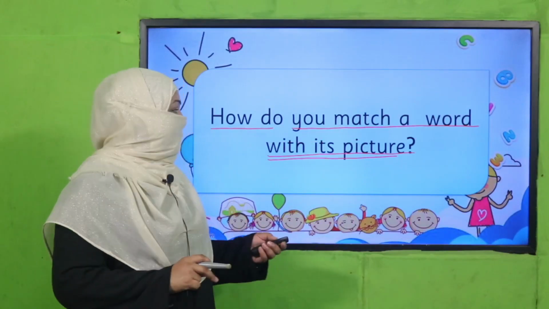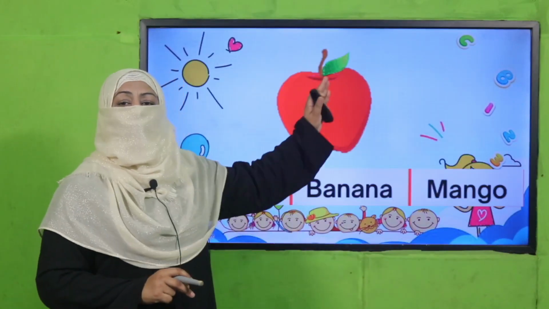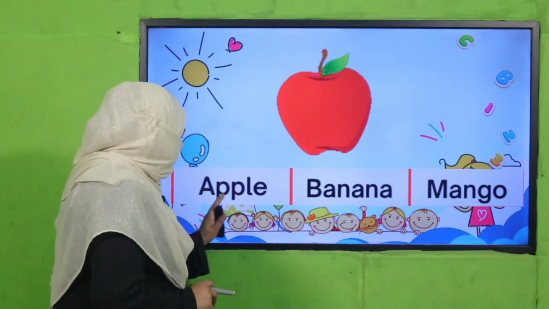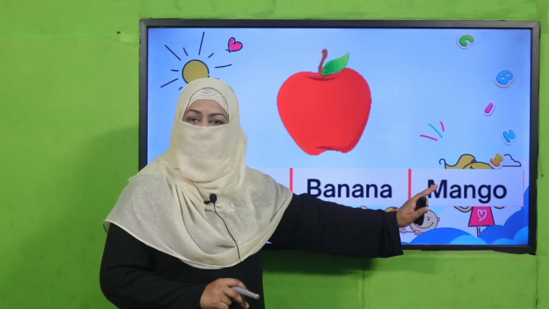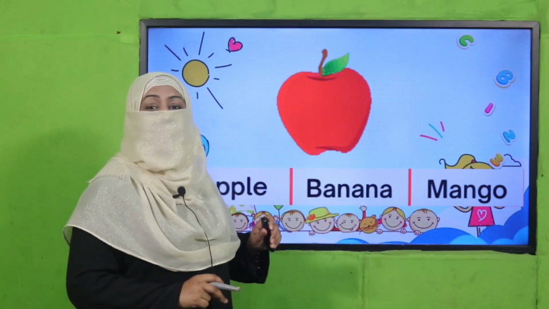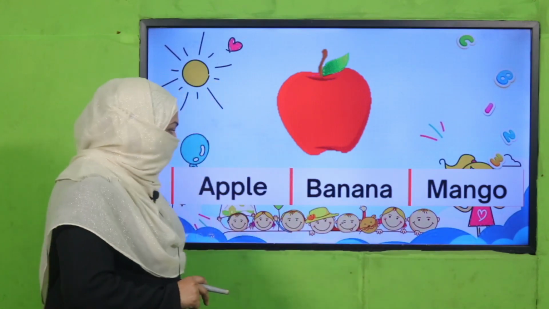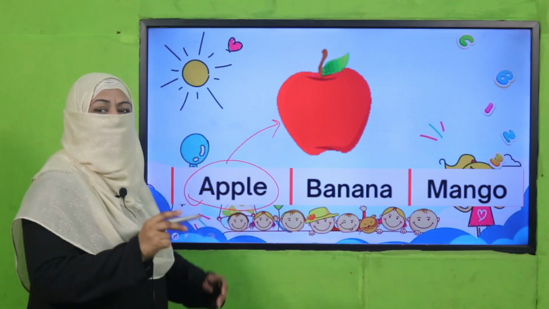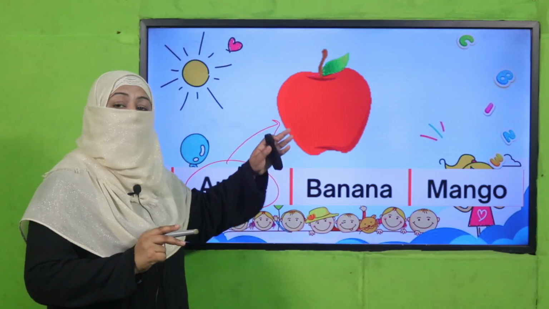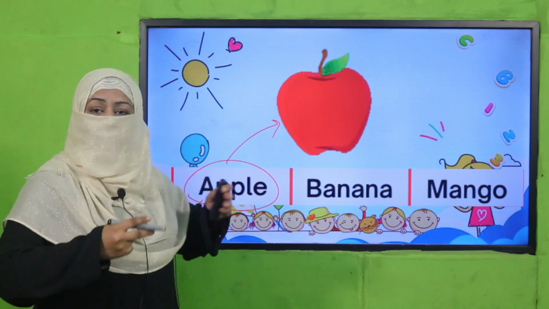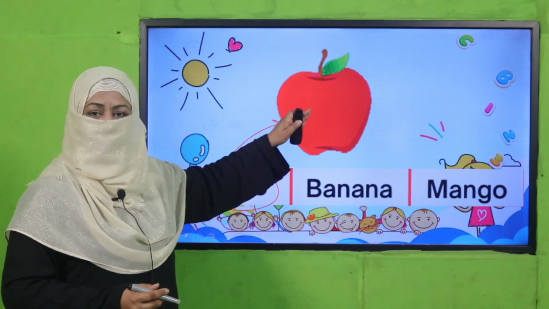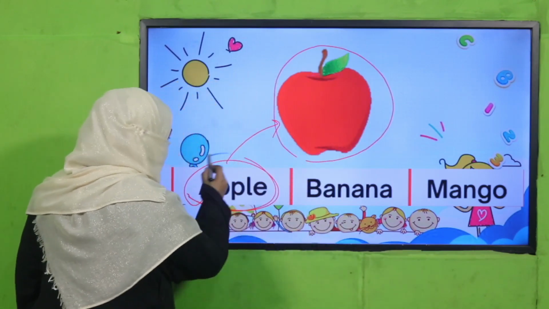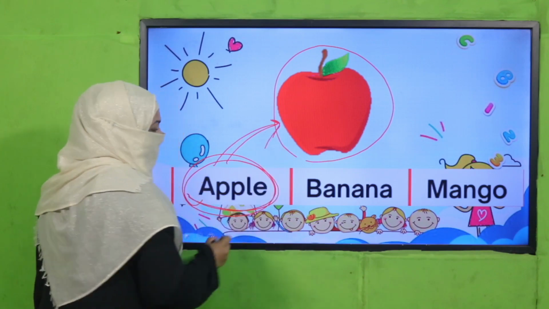Yes, my dear students, what is the technique? You look at the picture, you say its name, and then you match it where it's written. This is how we do it. Now, what is this? It's an apple, right? Now, where it's written, that's here, apple. This is how we match name with picture. This is how we match any word with the picture, which relates with the picture. So we say it, apple, and we find it where it's written. That's written here, and we match it, apple.